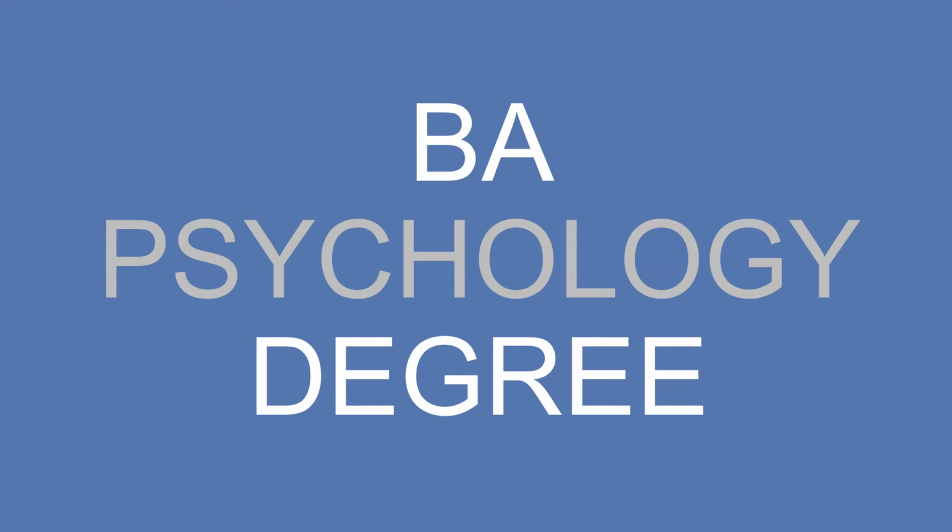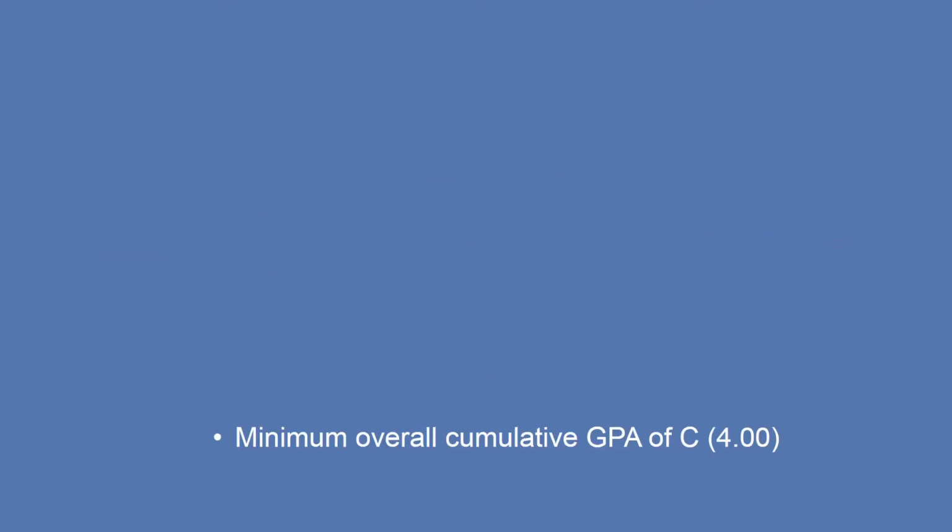Now that you know the basics of the BA degree, let's examine your degree requirements. In order to graduate with your BA Psychology degree, you must complete a minimum of 90 credits with an overall cumulative grade point average of a C or a 4.0. This translates to a 60 to 64% overall average. You also need to earn a minimum grade of a C in Psych 1010 Introduction to Psychology in order to continue as a psychology major.